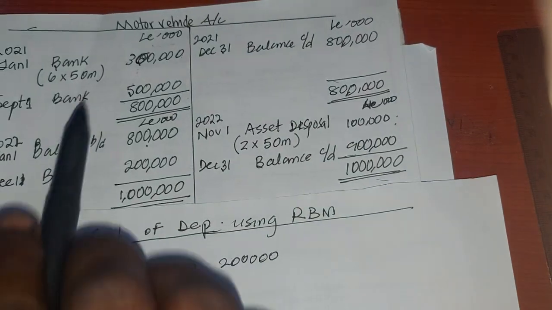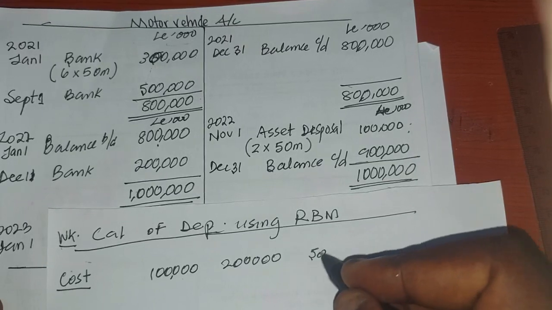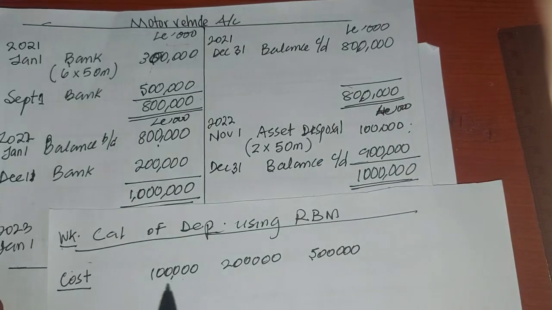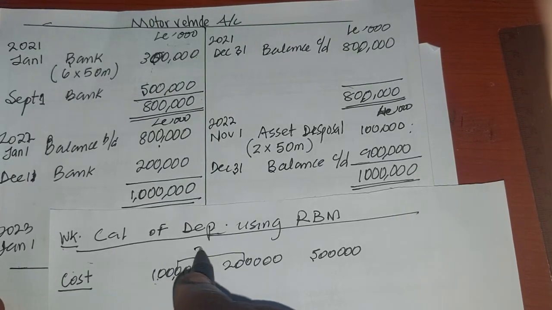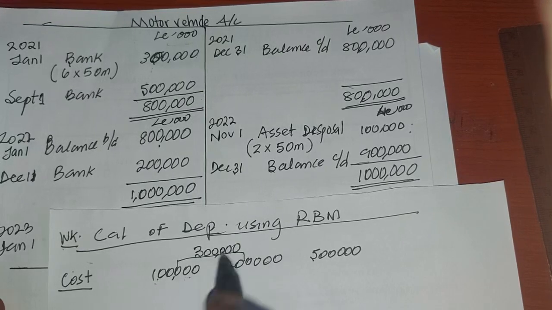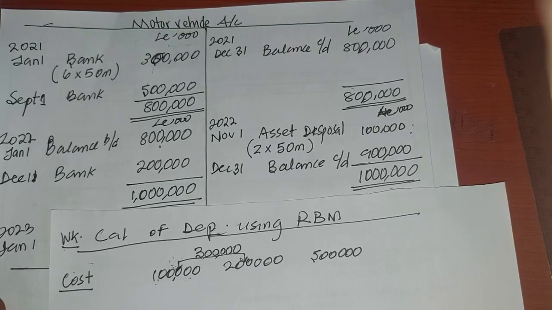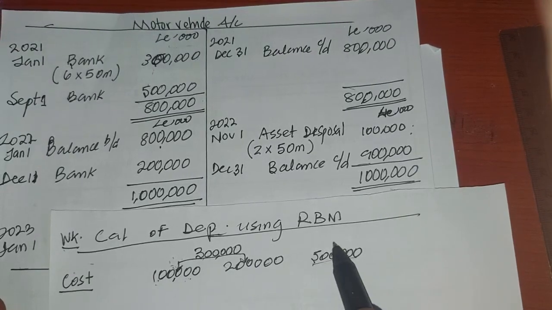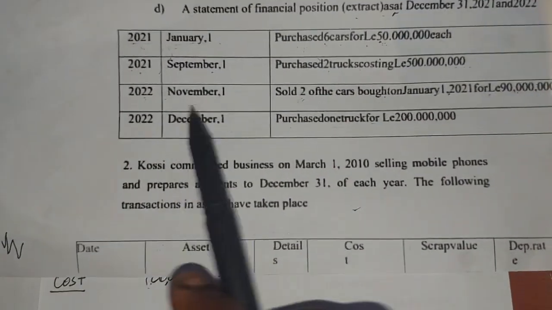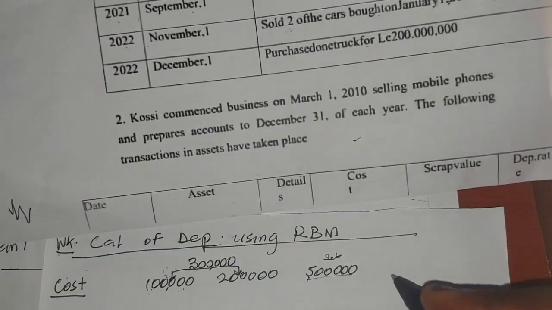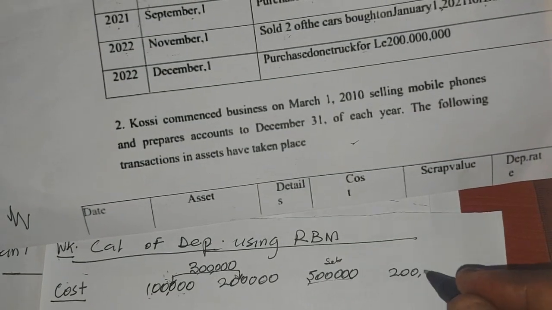Then there was another one that was bought late in the year by September. So you need to separate them. So this one was sold. I will tell you why we are separating. This and this amounts to 300,000 that was bought in January, but we need to separate them. I have a reason for that. Now this was in September. Then another asset was bought in 2022, and that is 200 million. So we need to put it here, 200 million.